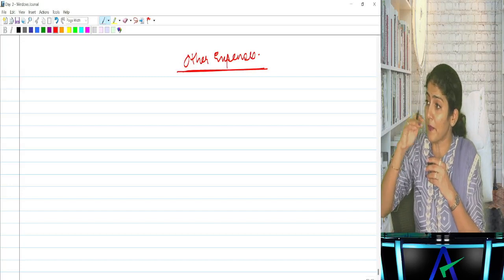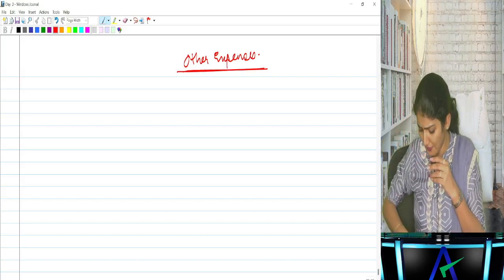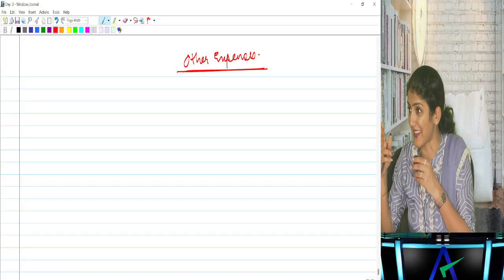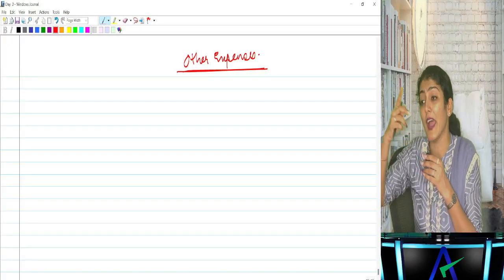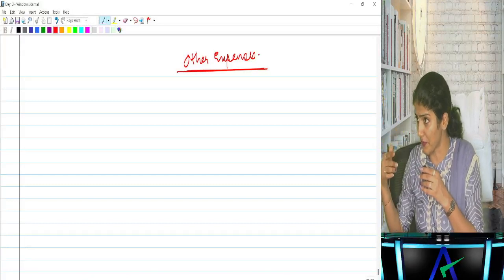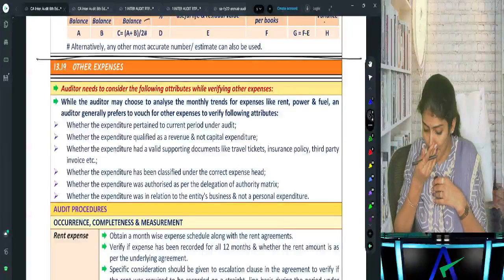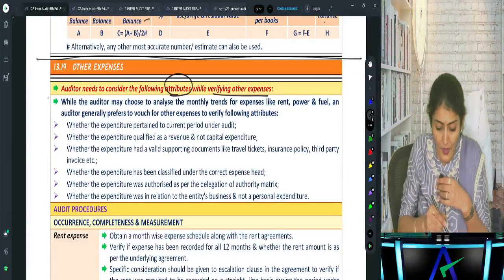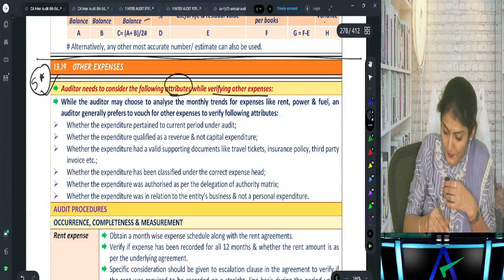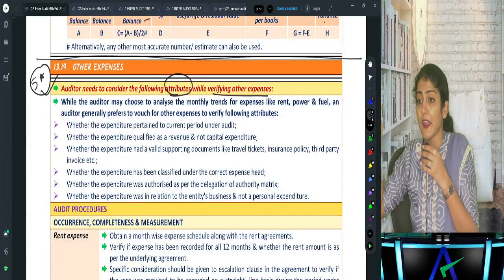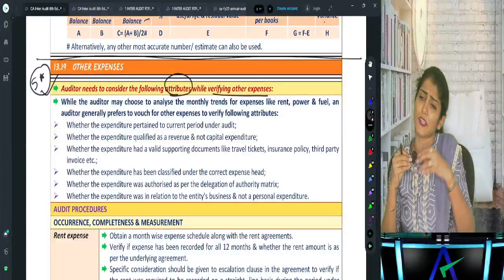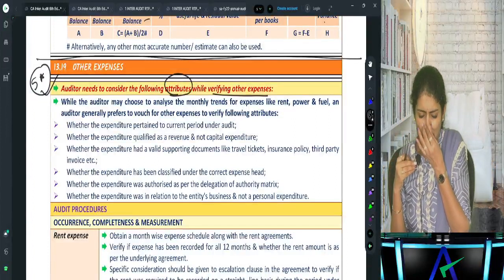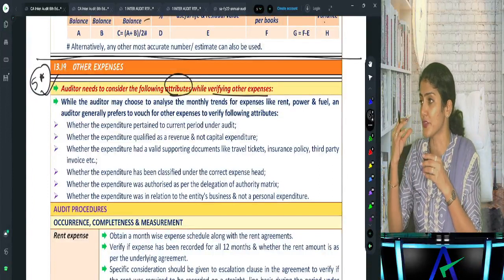For depreciation, what were the two questions we had studied? We studied the accounting policy, is it as per AS, and whether it is consistent, so the attributes, and then after that the audit procedures. Similarly, now for these expenses, first you have a question regarding the attributes while verifying the other expenses. Again, a question already asked in your exams, right? Whenever I'm checking any other expense, any general operating expenses of the company, it asks what are the attributes which the auditor should be checking for.